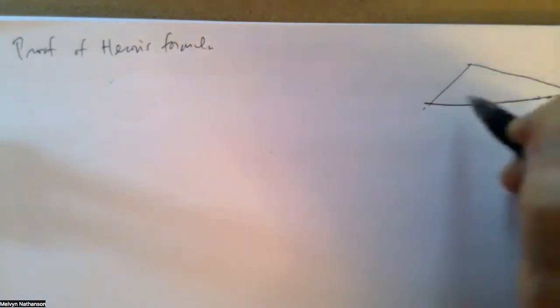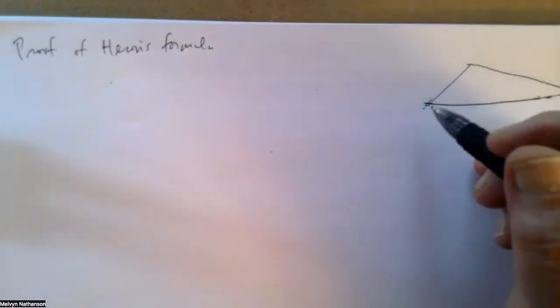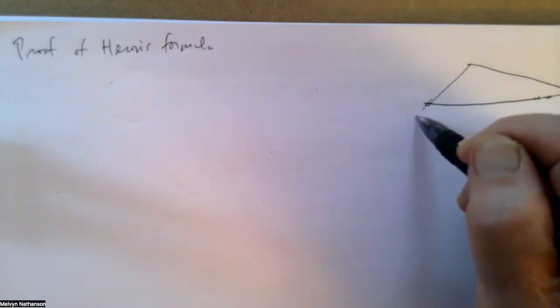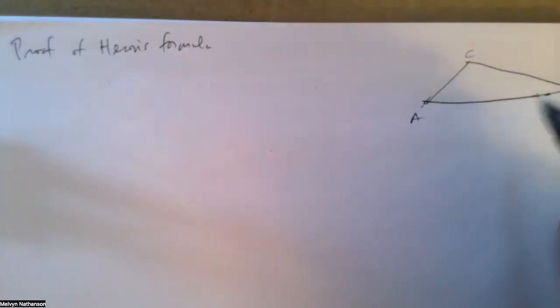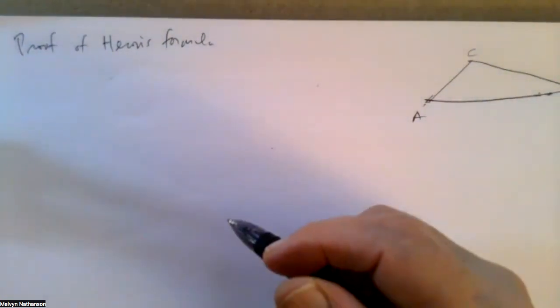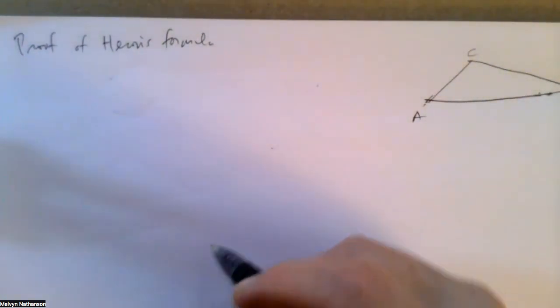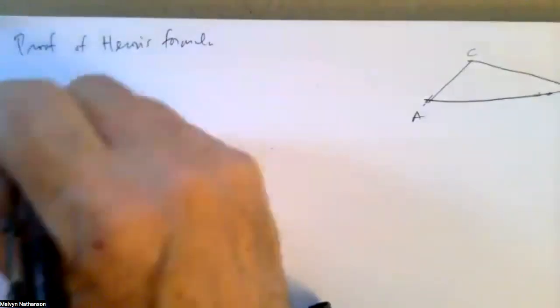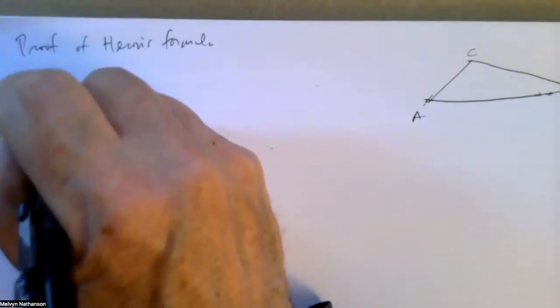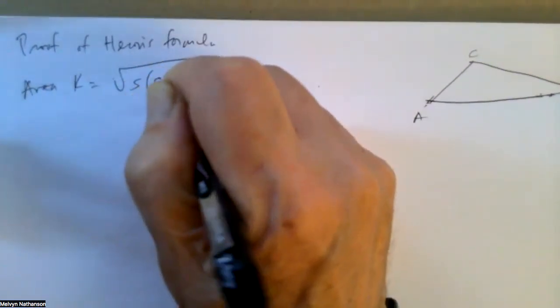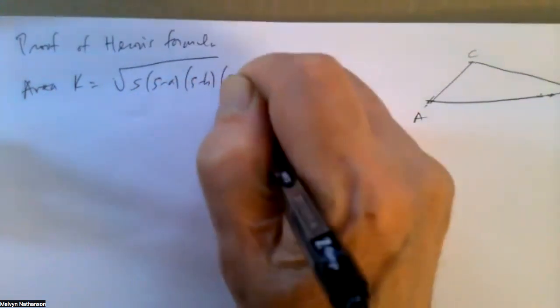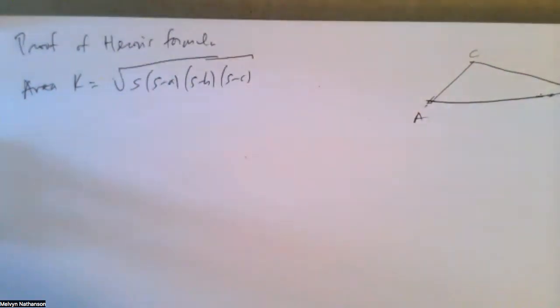with three sides, just pick one side to be the longest, and call that AB, with vertices A and B, and the third C. So we have a triangle ABC, and we want to prove that the area K is the square root of S times (S minus A) times (S minus B) times (S minus C). That's what we want to prove.